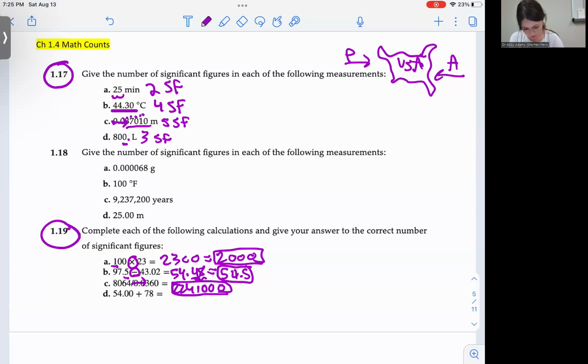Okay. And then D. 54.00 plus 78. Okay. This is addition, remember? So what is the least number of decimal places? Well, here you have 2, but here you have none. So no decimal places. So your answer is just going to be 132. Just the whole number, okay? So you're not going to have any decimal places, right? You're adding. Okay, so 132. That makes sense. All right.